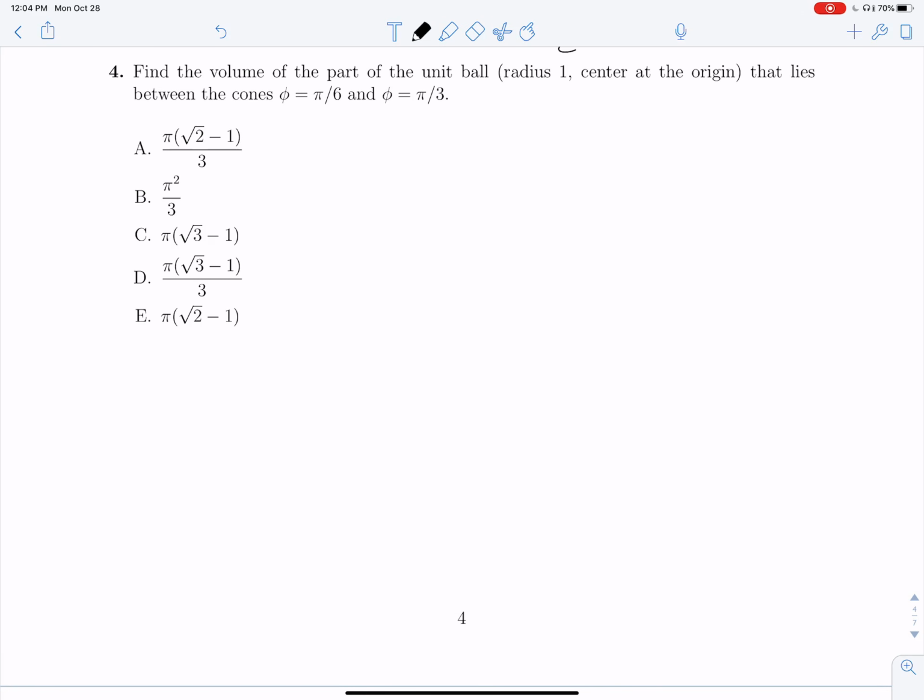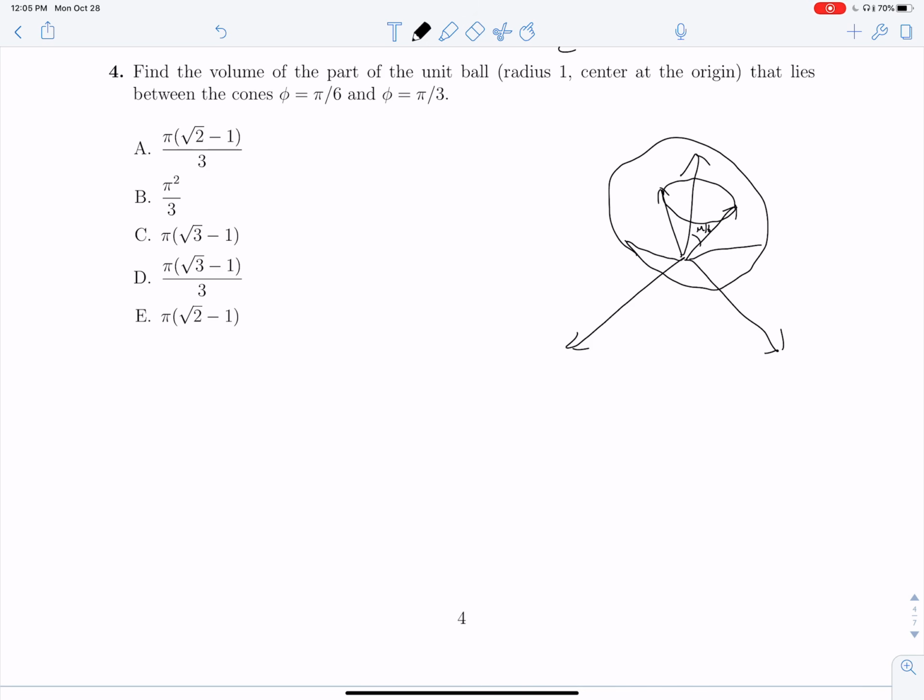Okay, we're finding the part of the unit ball, radius 1, center at the origin, that lies between the cones phi equals pi over 6 and phi equals pi over 3. So let's give this a little graph, because you could just set up your integrals, but it's good practice to always draw these things out. So we've got phi equals pi over 6. That's my vague representation of pi over 6. And then phi equals pi over 3, which is right here. And we're looking for this area.